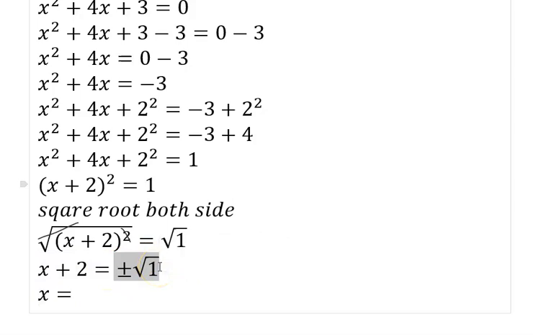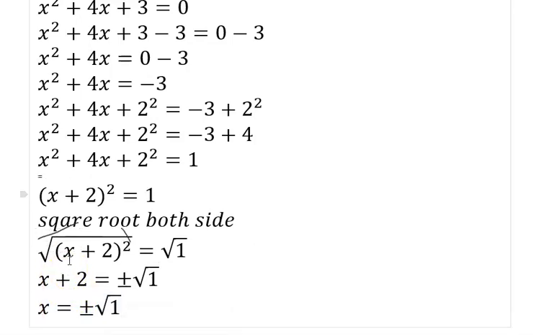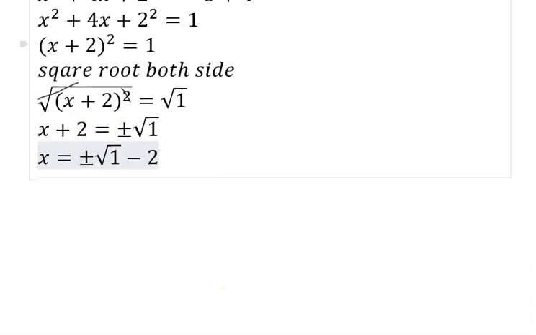Plus or minus square root of 1. If this plus 2 is coming out here, it will change to what? Minus 2. Ultimately, if you find the square root of 1, it's going to give you 1. Square root of 1 will give you what? 1.